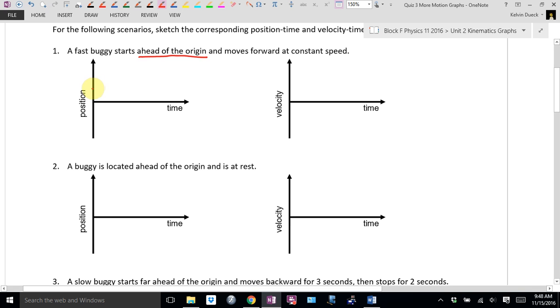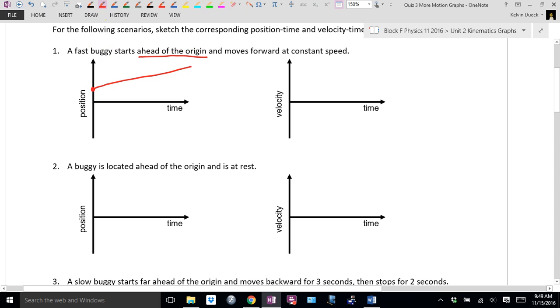Okay, so I'm going to be fussy. You have to have started above 0. If you started at 0, you lose a half mark on your first graph. And then going forward at a constant speed, I'm looking for a positive slope straight line. That looks curvy. Sorry, I can do better than that. Positive slope straight line for 1 mark.